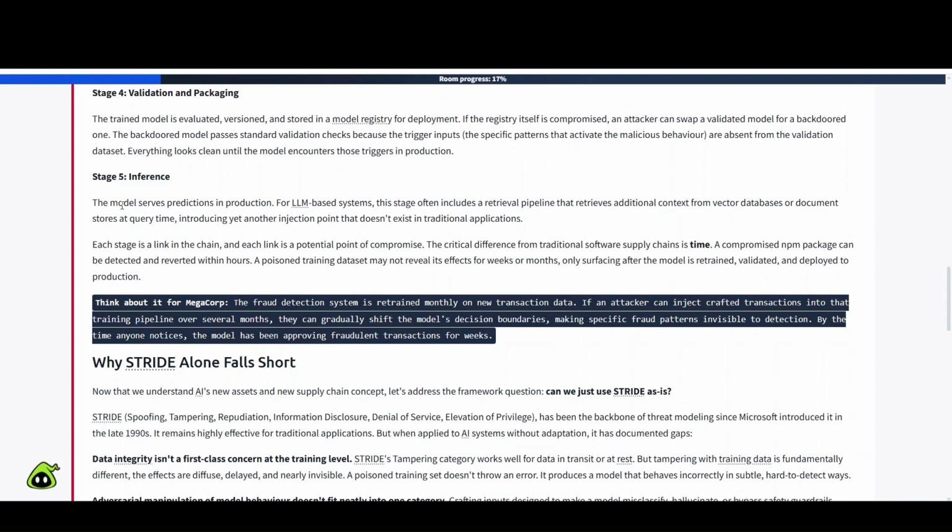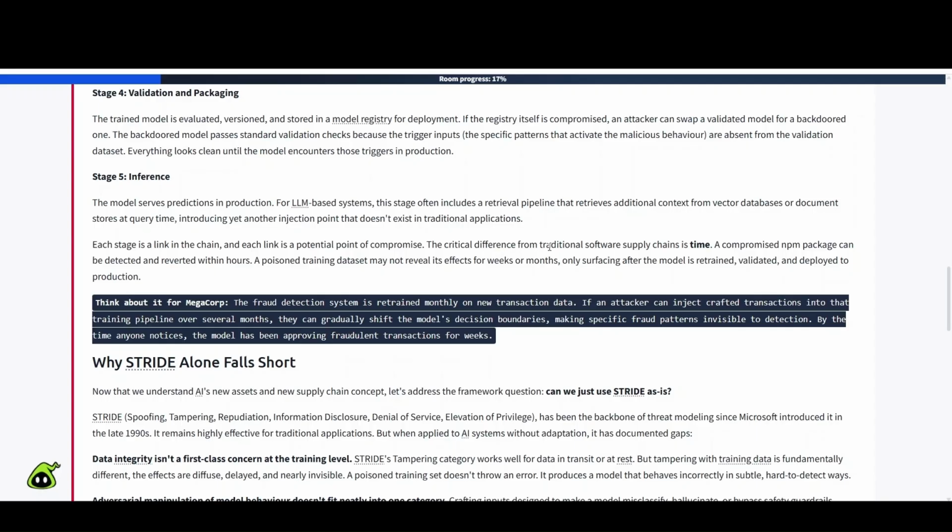Stage 5, inference. The model serves predictions in production. For LLM-based systems, this stage often includes a retrieval pipeline that retrieves additional context from vector databases or document stores at query time, introducing yet another injection point that doesn't exist in traditional applications. Each stage is a link in the chain, and each link is a potential point of compromise.